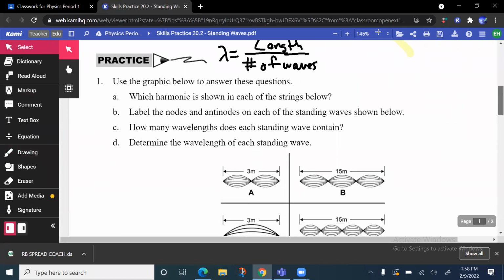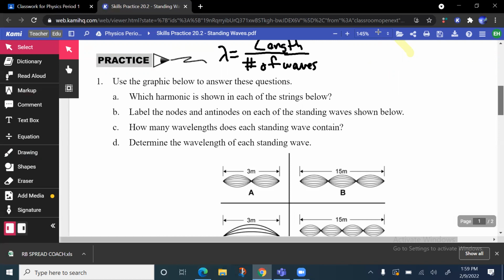Number 1, use the graphic below to answer these questions. A, which harmonic is shown in each of the strings below? B, label the nodes and antinodes on each of the standing waves below. C, how many wavelengths does each standing wave contain? And D, determine the wavelength of each standing wave.